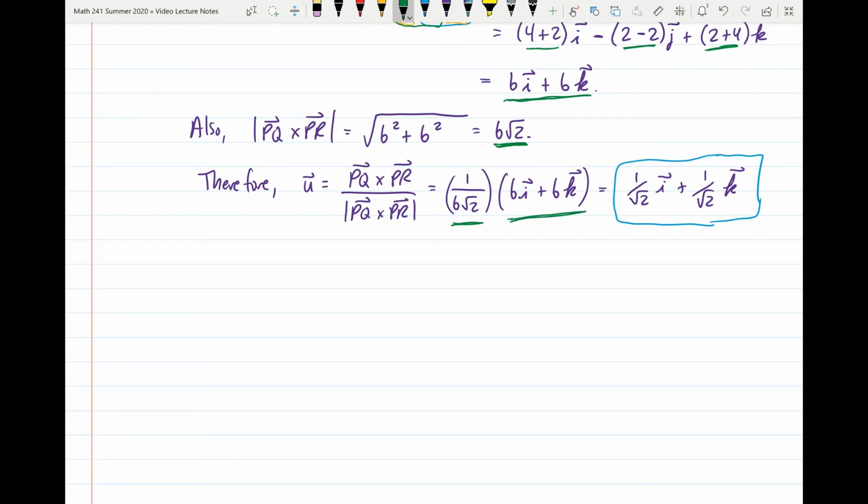And now we can just factor through by that scalar 1 over 6 times the square root of 2. And we find that our unit vector perpendicular to the plane containing the 3 points is given by 1 over the square root of 2 times the vector I plus 1 over the square root of 2 times the vector k.